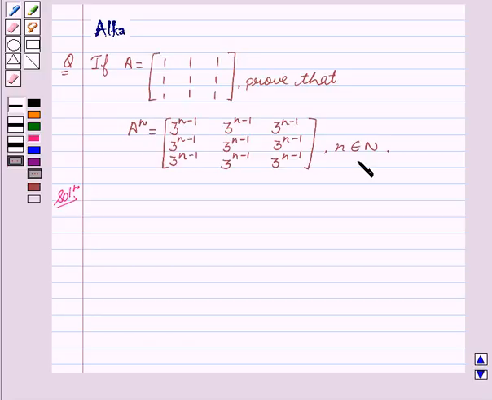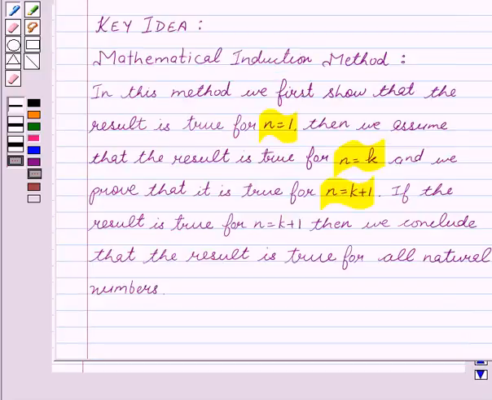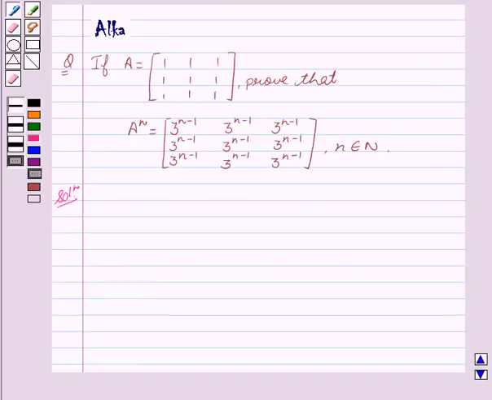Now let's start with the solution. In this question, we are going to follow the mathematical induction method. Let me tell you the basic idea. In this method, we first show that the result is true for n equal to 1. Then we assume that the result is true for n equal to k, and we prove that it is true for n equal to k plus 1. If the result is true for n equal to k plus 1, then we conclude that the result is true for all natural numbers.